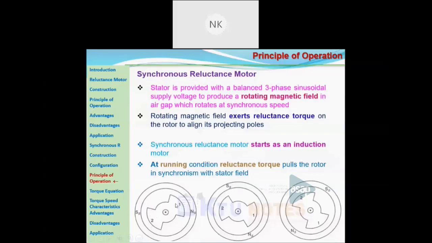You can see the different phases. When it is N on the stator and S on the rotor, then it will be attracted. And even here also, when it is S, that is a stator pole, and here you are having N on the rotor, then that will be attracted. And here also the different condition.